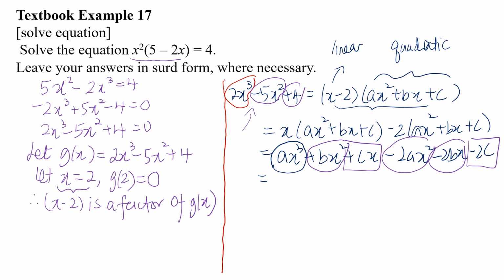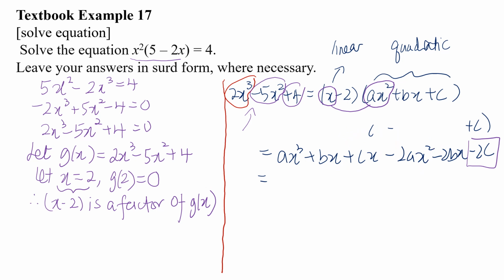If you look at the first term, it is ax cubed, so your ax cubed is equal to 2x cubed. This one can be found quite easily, by just taking the first term of your linear factor multiplied with the first term of your quadratic factor. I'm going to erase this, because if not, it's very confusing.